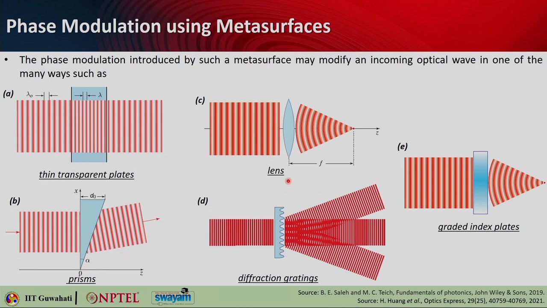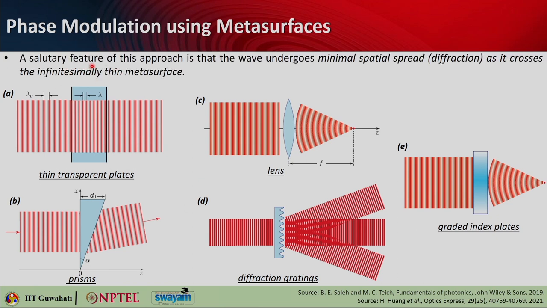Not only these two, the work of a lens which does the focusing at a particular focal point at a distance f, or a diffraction grating, or a graded index plate which also does focusing, all these components can be literally replaced by metasurfaces. The design of the constituent elements needs to be changed depending on the application. A salutary feature of using a metasurface is that the wave will undergo minimal spatial spread or diffraction as it crosses the infinitesimally thin metasurface. Because the thickness is almost zero, it will have very minimal diffraction, or minimal spatial spreading. That is why people are trying to replace all these bulky optical components using ultra thin metasurfaces.